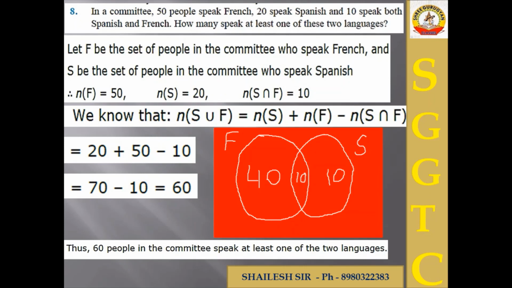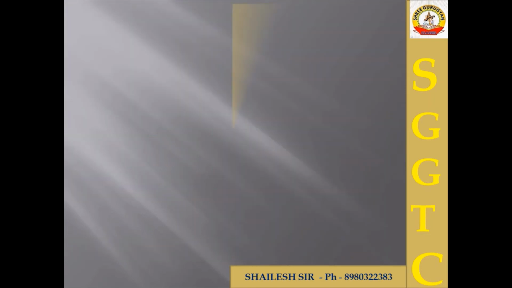60 people in the committee speak at least one of the two languages. Students, you can also directly verify it with the Venn diagram. See in the Venn diagram, the red portion: 40 plus 10 plus 10 becomes 60. Yes, happily done. Next one.